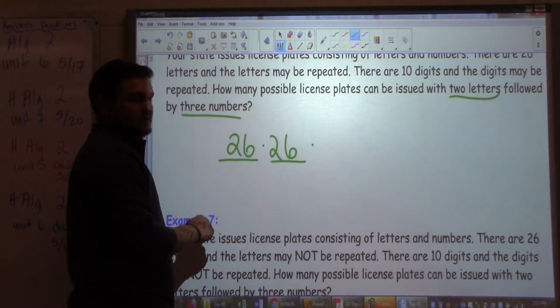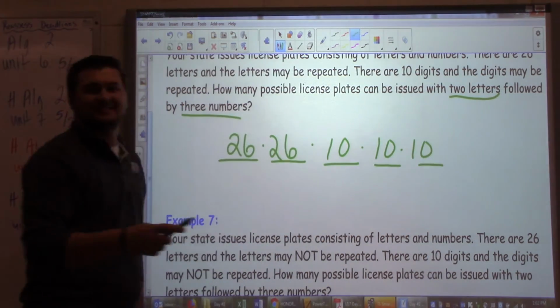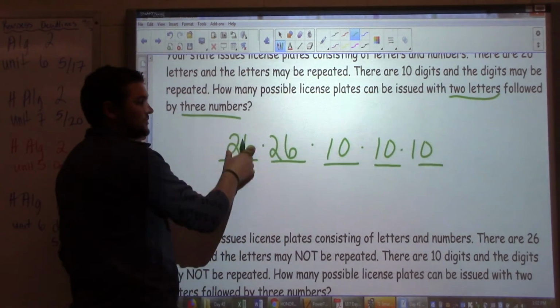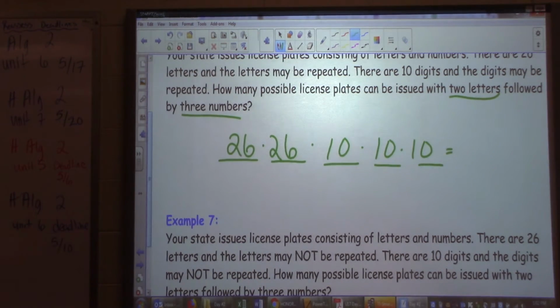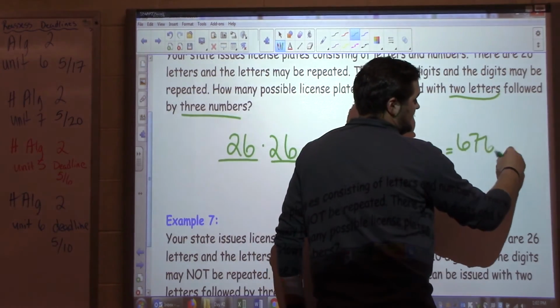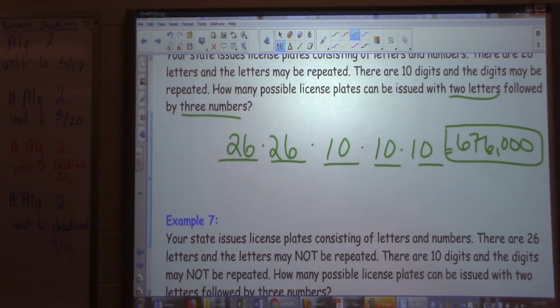Okay, then what, Patrick? 10 times 10 times 10. Why are you doing that? Because there's 10 numbers, 10 digits, and they can be repeated, and there's 3 in the license plate. Right? So there's 10 digits that can be repeated, and we're doing it 3 times, right? It's followed by 3 numbers. So 26 times 26 times 10 times 10 times 10. How many different license plates could we make? Tons, lots of them, right? 676,000 different license plates. It'd be really cool if you labeled them. I'm lazy, but don't be lazy like me. So it's 676,000 license plates.